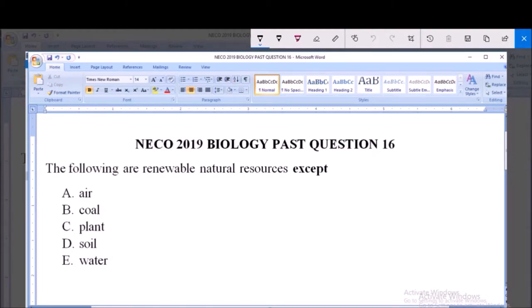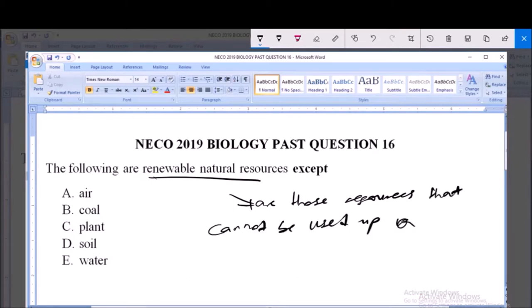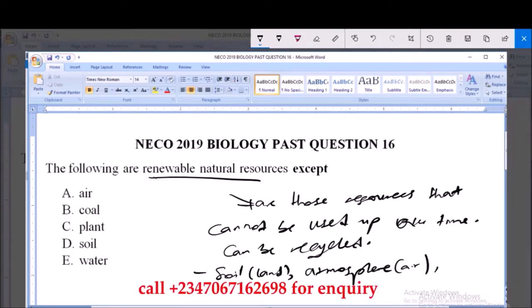Renewable natural resources are those resources that cannot be used up over time. These natural resources can be recycled. So examples include the soil or land, the atmosphere or the air, forests that include plants and animals, water and wildlife. So all these are renewable natural resources, because they can be recycled. They can't be used up.